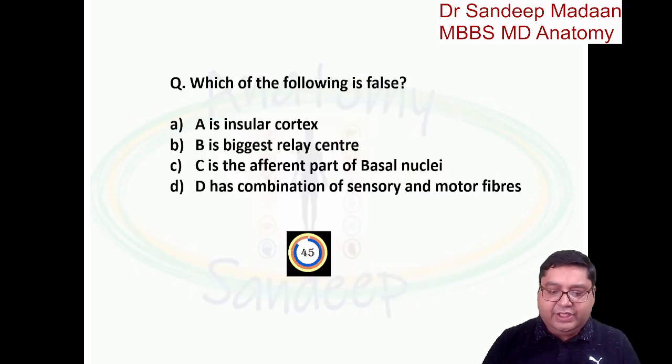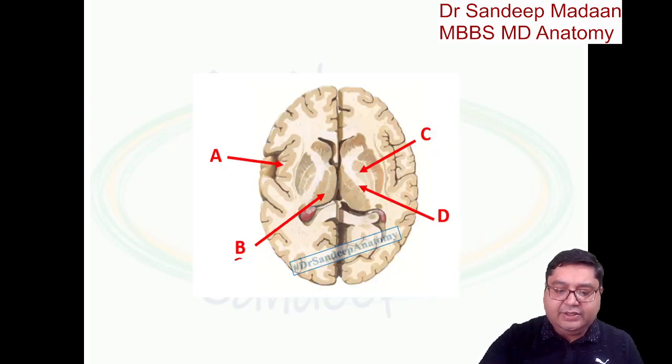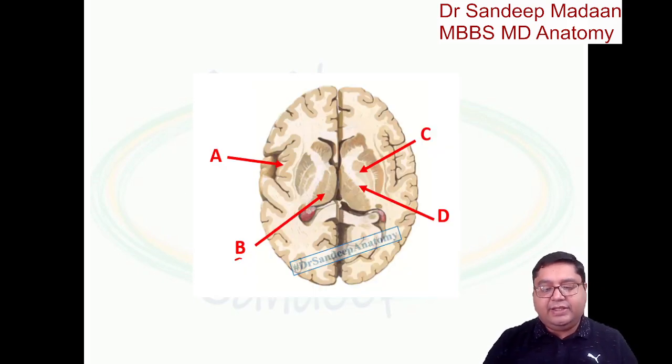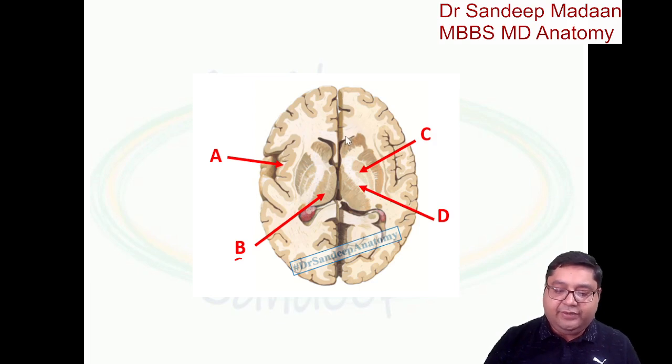What about choice C? If you look at this part, C looks paler, isn't it? It is nothing but the globus pallidus. And we know the afferent unit will be this complete unit. What is this? It is the caudate nucleus. This one is the putamen. Together they are the afferent unit, but the globus pallidus will be the efferent unit.